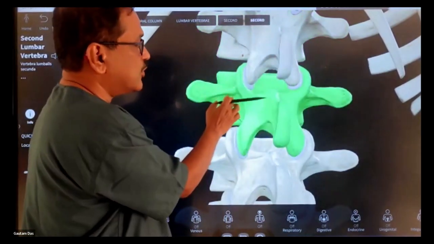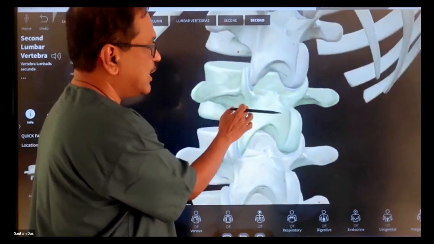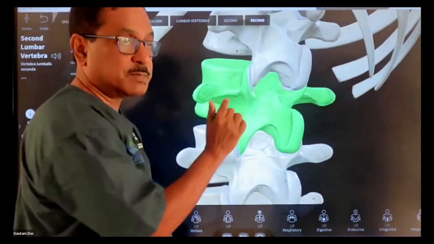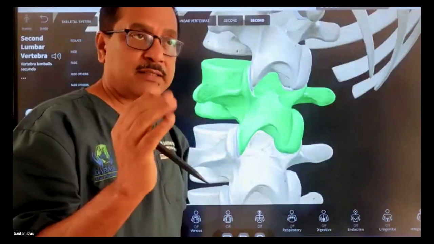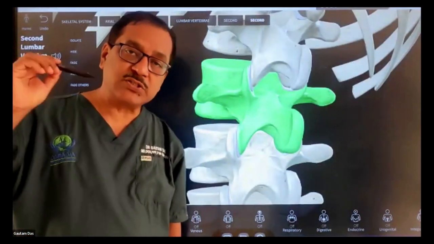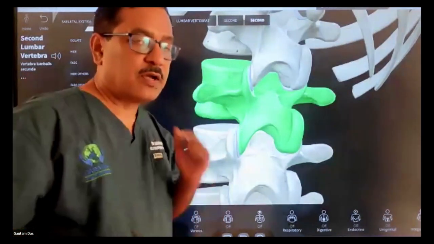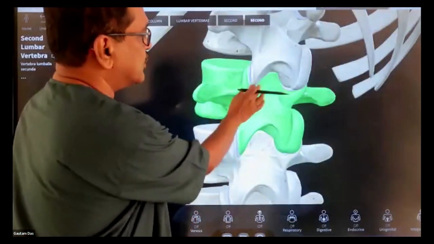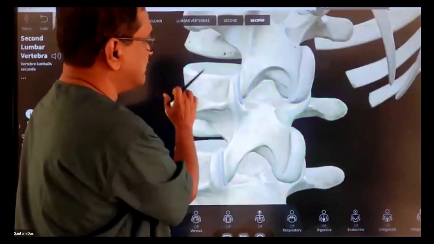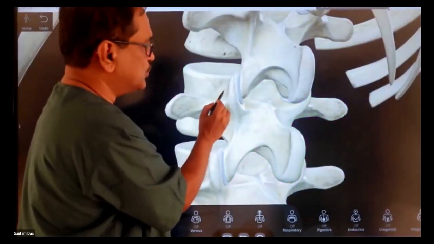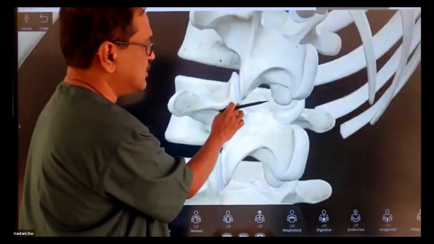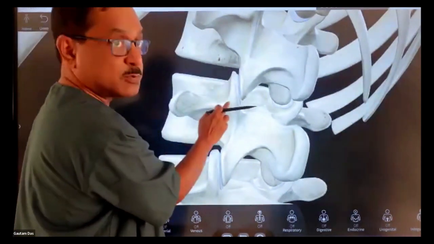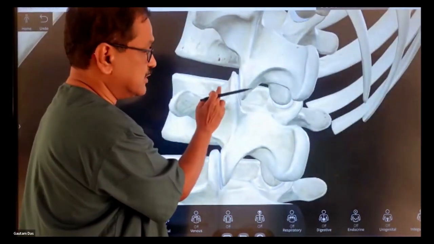You see, the superior articular process is concave and the inferior articular process is convex. That means it is not a single plane, and that is the reason why through the lumbar facet joint we cannot go through and through into the spinal canal, because it's a curved joint. To go for the medial branch block, we need to place the needle here at the junction of the superior articular process and the transverse process.